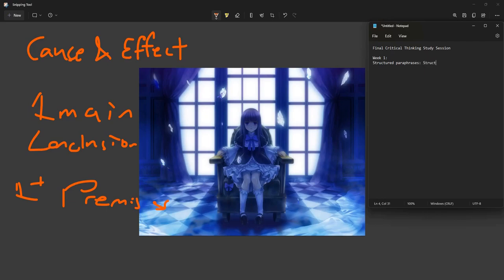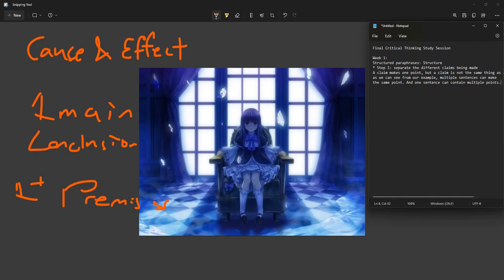Okay, structure. Now let's get the steps. Step one is to separate the different claims being made. A claim makes one point, but a claim is not the same thing as a sentence, as we can see from our example. Multiple sentences can make the same point, and one sentence can contain multiple points.